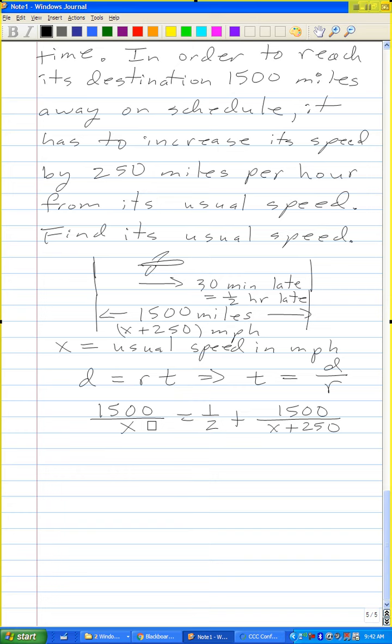So your usual time is so many hours. Here, your speed time has to be a half hour less. So the usual time you take is going to be the half hour that you left late, plus the time that you're now traveling in the air. And so let me multiply both sides of my equation by the least common denominator, 2x times x plus 250.